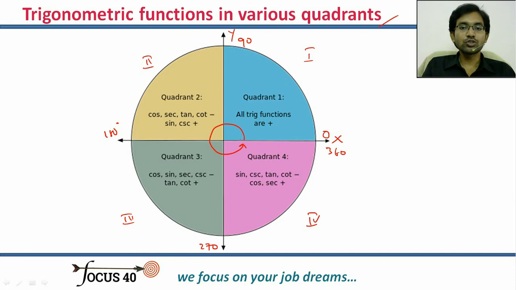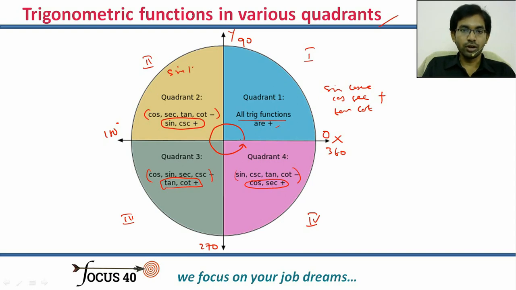Now, in this first quadrant, all trigonometric functions are positive. That means sine, cosecant, cos, secant, tan, cot. All the functions are positive. In the second quadrant, only sine and cosecant are positive. Remaining all are negative. In the third quadrant, only tan and cot are positive. Remaining all are negative. In the fourth quadrant, only cos and secant are positive. Remaining all are negative.